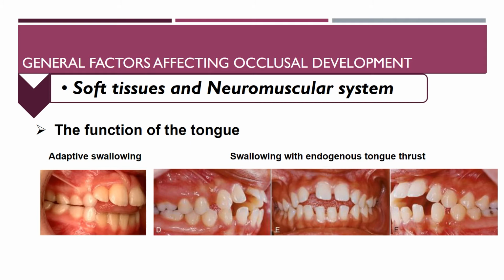These two variations have somewhat similar effects on the developing occlusion. However, they respond differently to orthodontic treatment designed to reposition the teeth. The adaptive tongue swallowing will change if the teeth are moved, but the endogenous tongue thrusting will not, and will reproduce the original tooth position if these are altered.